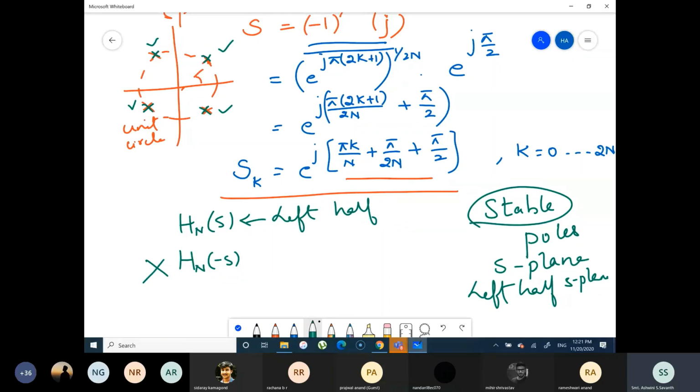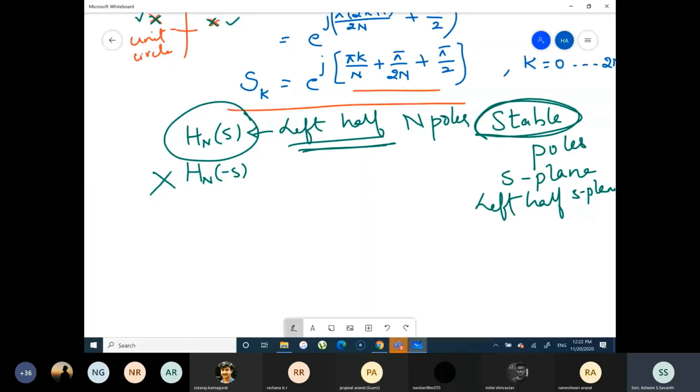Is that clear? On the left hand side, you have a product of two transfer functions, Hn of S and Hn of minus S. I will just pick out Hn of S from this and assign all the left half poles to this transfer function. So n poles you're going to assign to this transfer function. Why are we picking only the left half poles? Because that gives me stability. So Hn of S is my desired transfer function of the Butterworth normalized filter, to which I will assign all the left half poles.